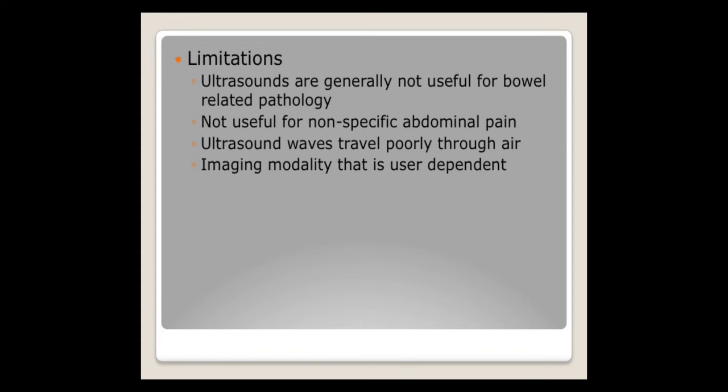It's important to remember that ultrasound waves travel poorly through air, and as such, can affect the visualization of retroperitoneal structures such as the pancreas. It's also important to remember that ultrasound cannot rule out common bile duct stones, and this is because the common bile duct enters the duodenum posteriorly, and air within the duodenum can affect the visualization of the distal duct.